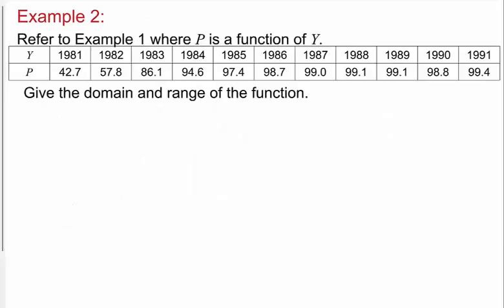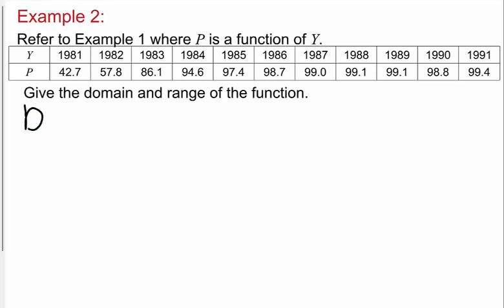So refer to example 1 where p is a function of y. Give the domain and range of the function. Okay. So all we have is this table. We don't have any other values given to us. And there's no equation stating this. And there's no other values. So what we're going to have to say is that all there is are these values, period.